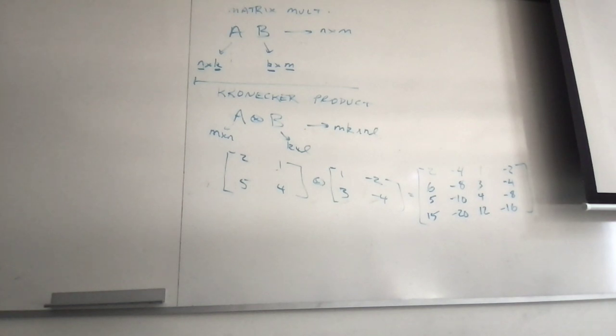The two matrices have to be the same size. They don't have to be square or anything, but they have to be the same size, and it outputs a matrix of the same size. How it works, I'll give you an example. You just multiply corresponding entries, almost like how you would add matrices together.